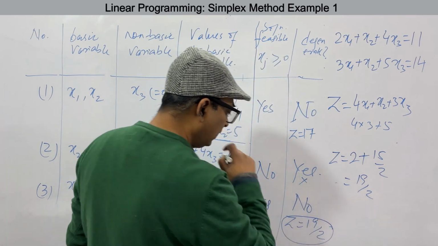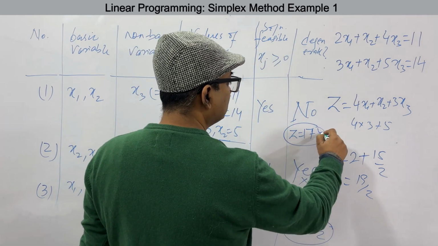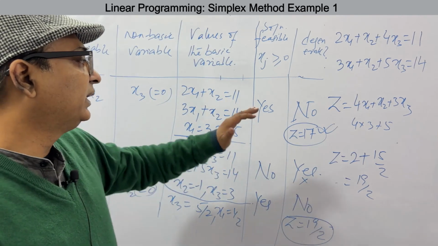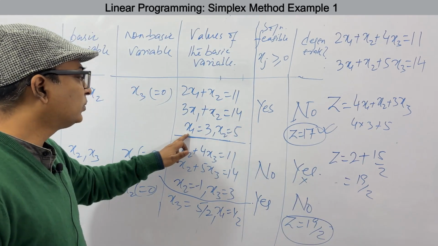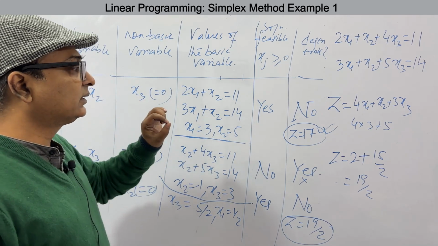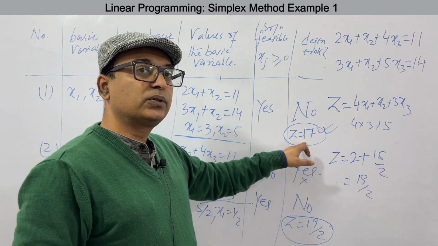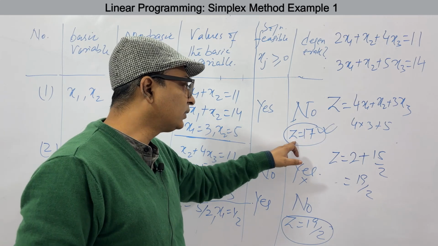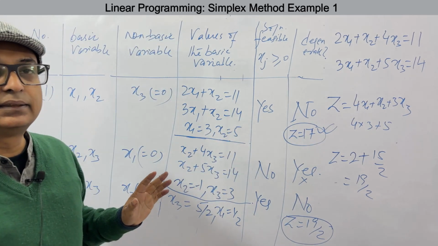Obviously, you can see this and this value. This is maximization. So from here we can say that at x1 equal to 3, x2 equal to 5 and x3 equal to 0, at this vertex, we have the optimal solution for this objective function, which is equal to z equal to 17. Clear?